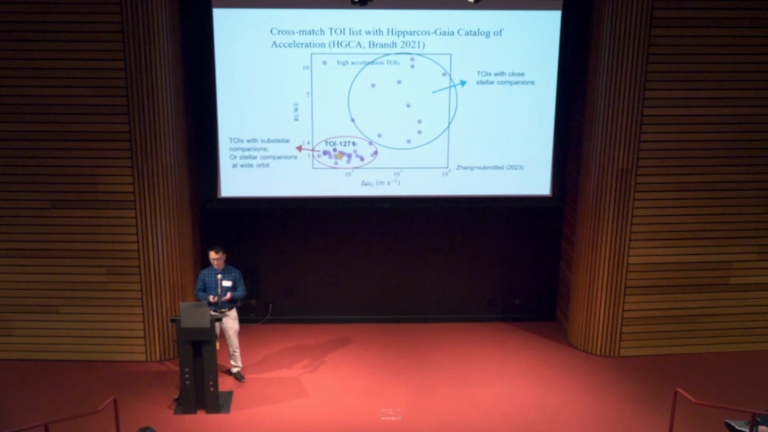Some of them have really high acceleration, which are towards the upper right of this plot. And these objects, some of which she has imaged with Keck 2 to reveal close stellar companions. On the other hand, there are also some systems with low acceleration amplitudes on the bottom left that might be consistent with these systems having substellar or planetary companions. And in this talk, she's focusing on one specific system, TOI-1271.